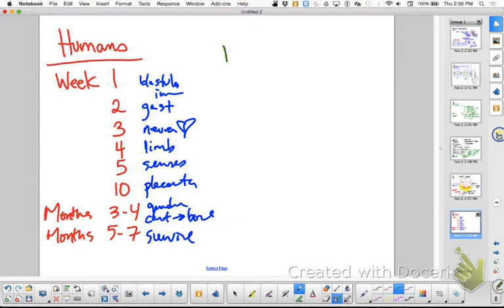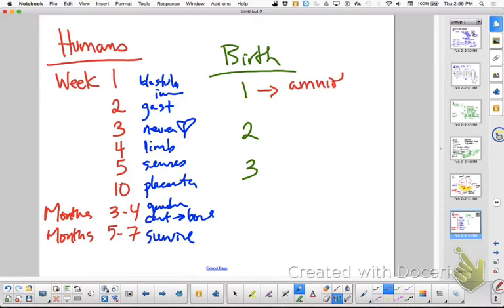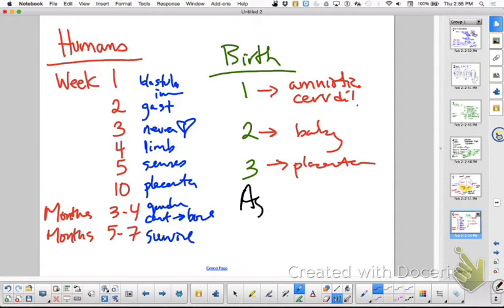Now, let's talk about something else. Birth. Stage 1, stage 2, stage 3. Something comes out every time. What's stage 1? Water breaks. Yeah, the amniotic sac. Doesn't the cervix also? The cervix dilates. It doesn't break, but it dilates. Okay, how about here? Who comes out? Baby. Who comes out? Placenta. Good.